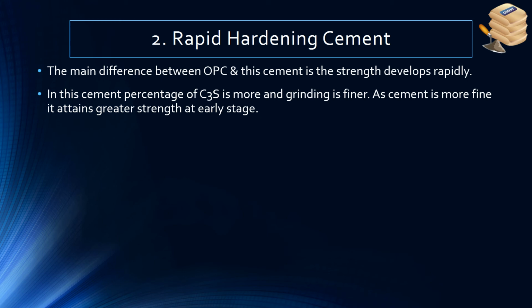C3S is responsible for first 7 days strength, and in this cement the percentage of C3S is more, as well as RHC is a very fine cement. RHC has fineness about 5%. It means 5% particles are coarse and 95% particles are fine. It has more surface area, so the heat of hydration process is very fast. Therefore, strength gaining rate is also fast. 3 days strength of RHC is equal to 7 days strength of OPC.